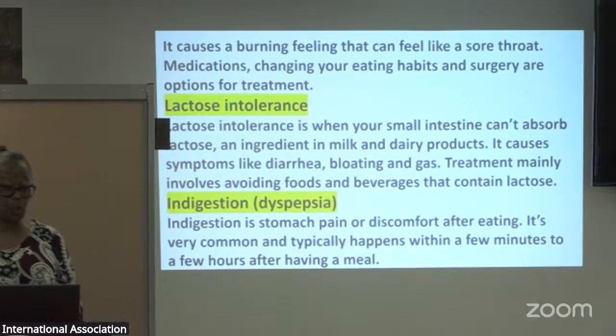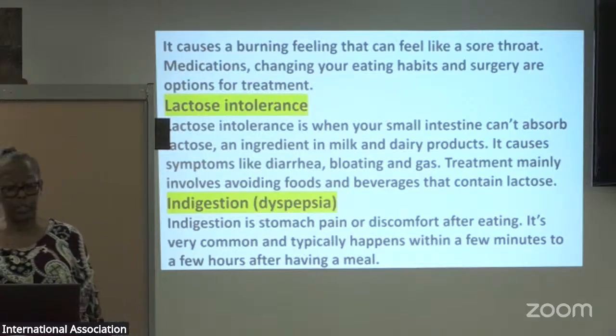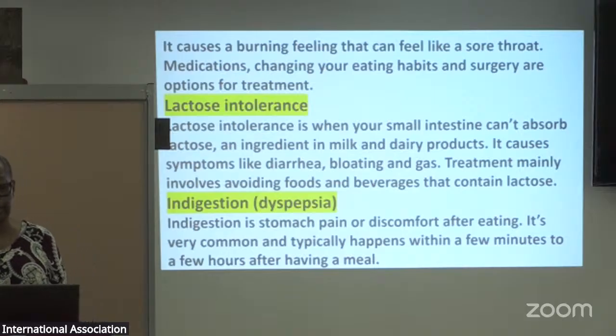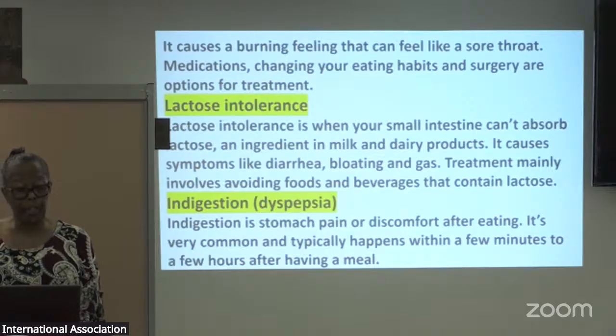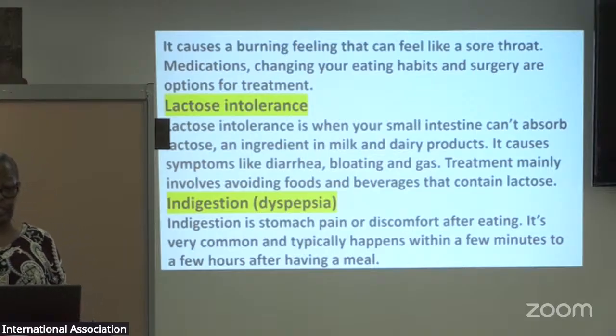You have lactose intolerance. Lactose intolerance is when your small intestine cannot absorb the lactose, an ingredient in milk and dairy products. It causes symptoms like diarrhea, bloating, and gas. Treatment mainly involves avoiding foods and beverages that contain lactose.